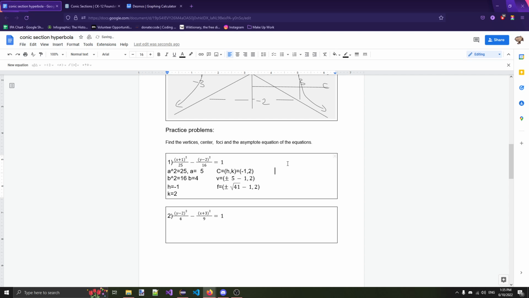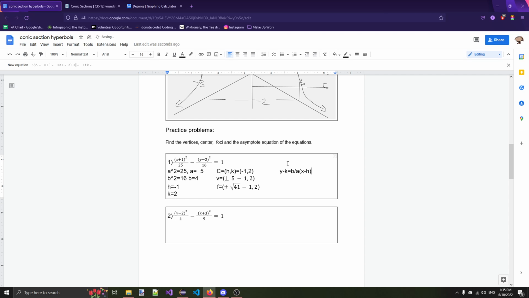So, y minus... I know how to speak. y minus k equals b over a times x minus h. Wrong one.